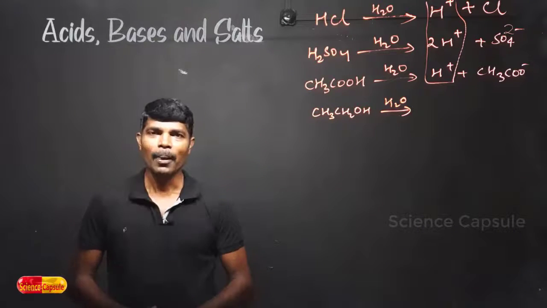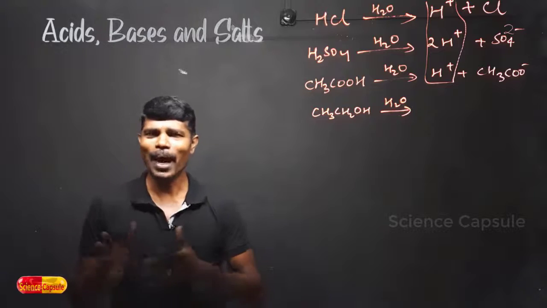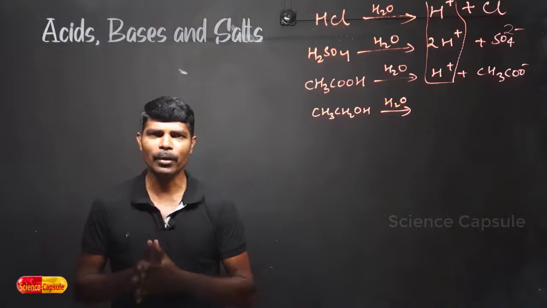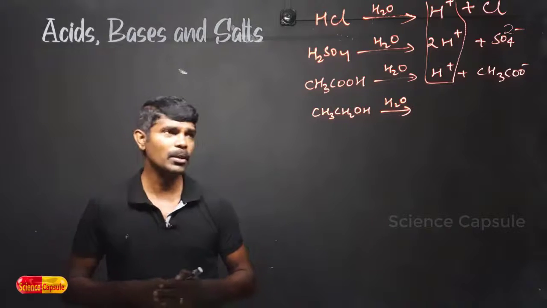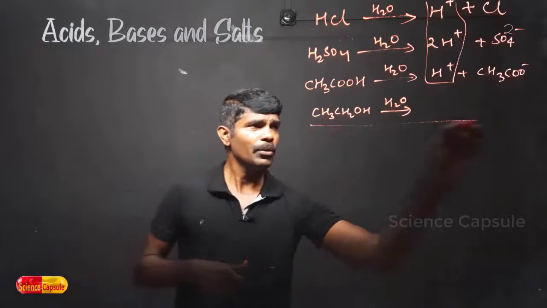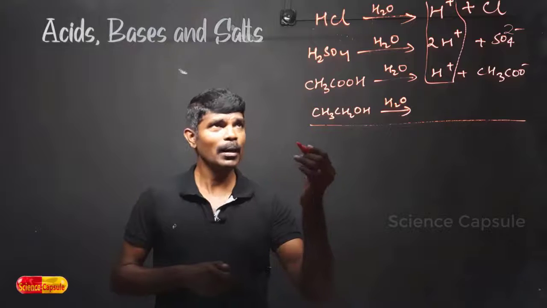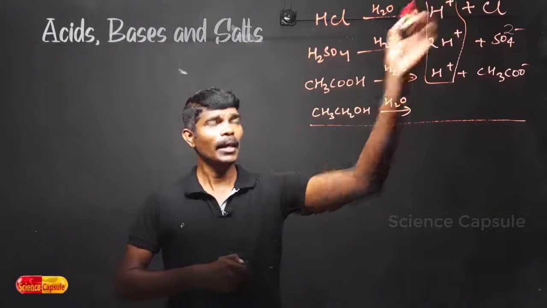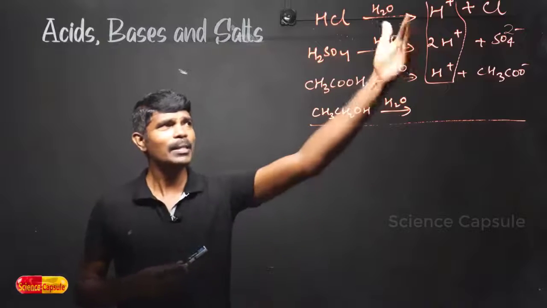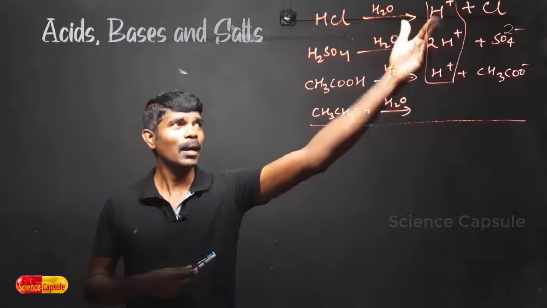Now, children, let us understand what happens when an acid is dissolved in water, because this concept is very important as far as examination is concerned. You see here, what happens when any acid is dissolved in water? We see here hydrogen ion is produced, right? In all these reactions, we write here hydrogen ion.